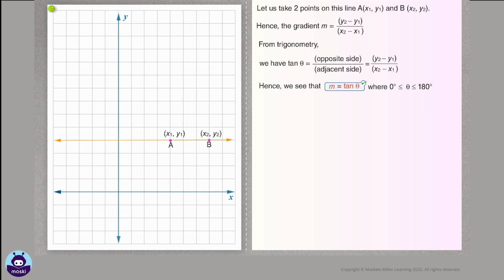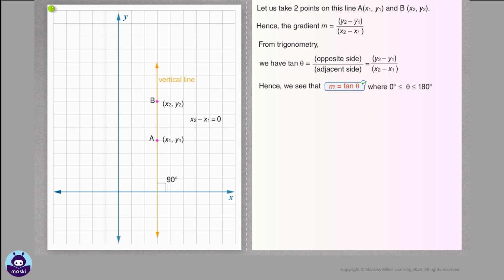When theta is equal to 0 degrees, tan theta is equal to 0. Also, y2 minus y1 equals 0, implying that the gradient m is equal to 0 too. This is true for horizontal lines. When theta is equal to 90 degrees, tan theta is undefined. Also, x2 minus x1 is 0, implying that the gradient m is undefined too. This is true for vertical lines.